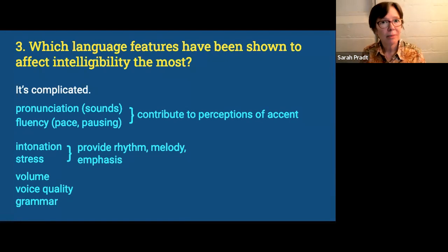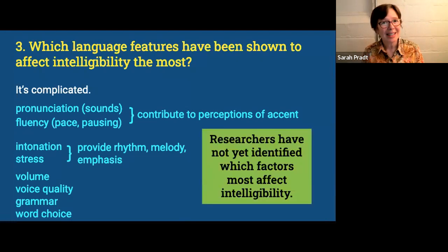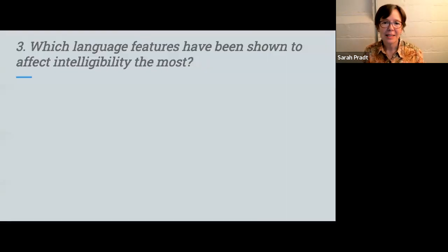Then there's grammar, there's word choice. All of these things contribute to a notion of intelligibility, but researchers have not yet identified which single factor or even which group of factors most affect intelligibility. These are all part of it.